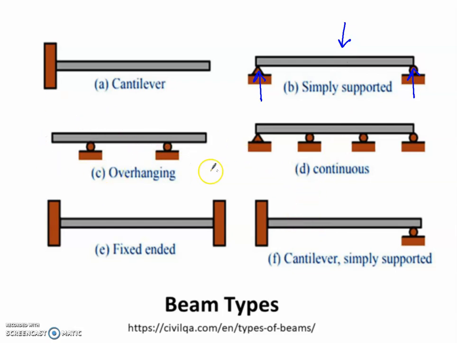We have overhanging. We've also got continuous, fixed end, and cantilever with simply supported. So if you're on to higher level education, you would probably study some of these extra ones like cantilevers or continuous. But for your course, you're looking at simply supported beams.